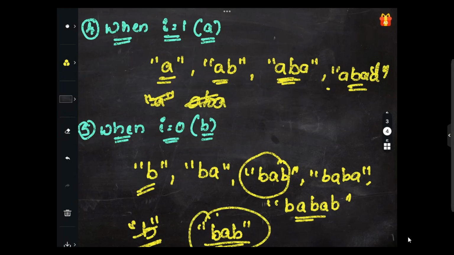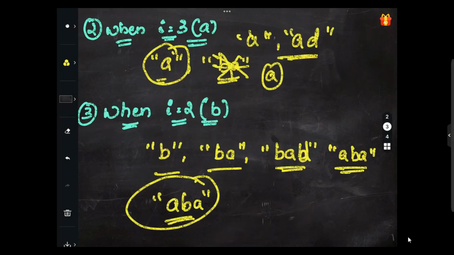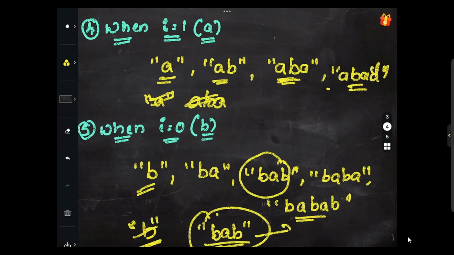So the longest palindromic substring that we got here is either this one we can consider, ABA of length 3, and this one, BAB of length 3. We can consider ABA or BAB, right? So this is the approach that we will be going with. So I hope the approach is completely clear.